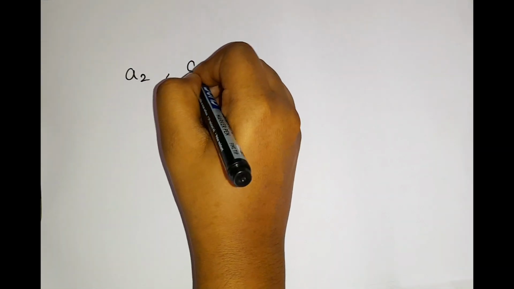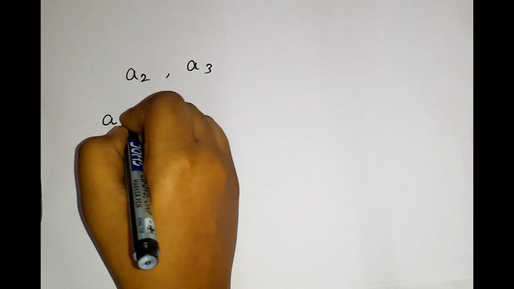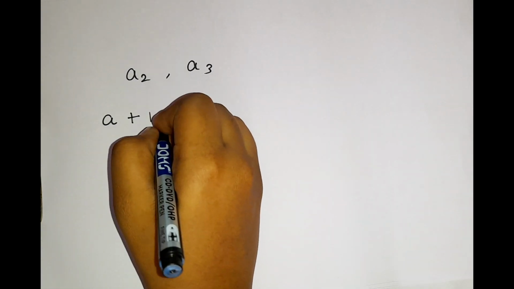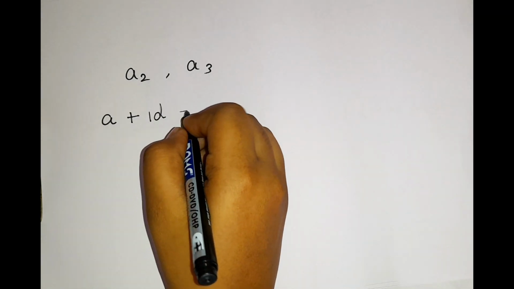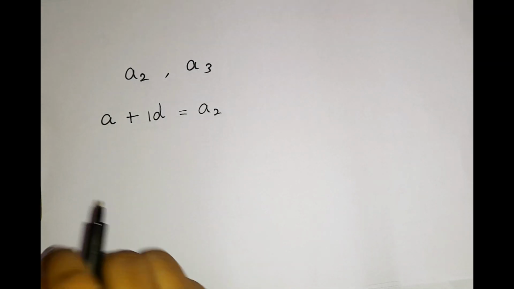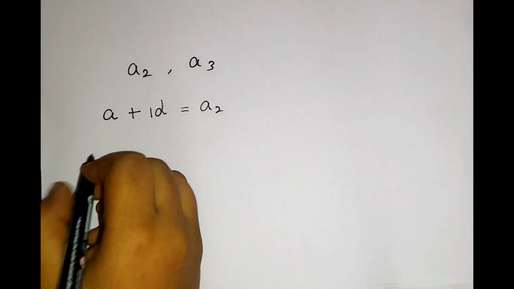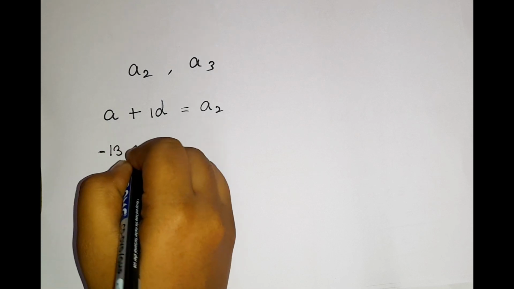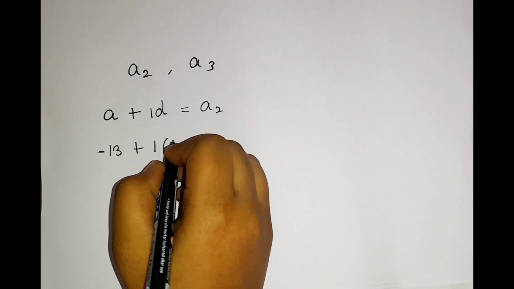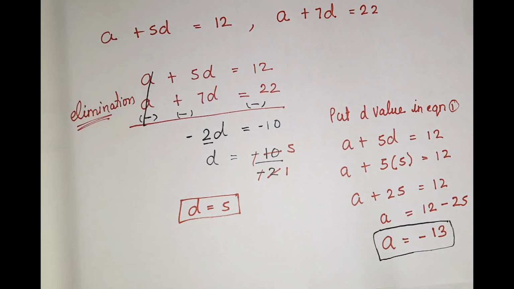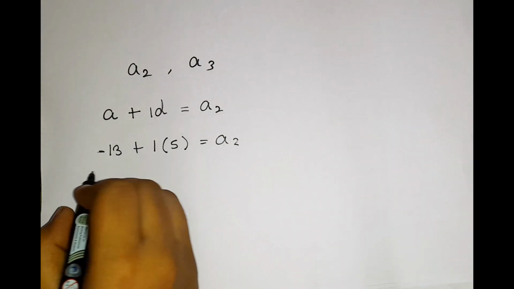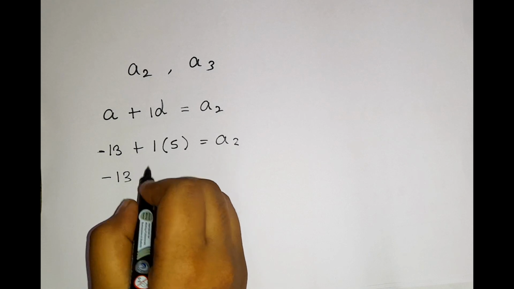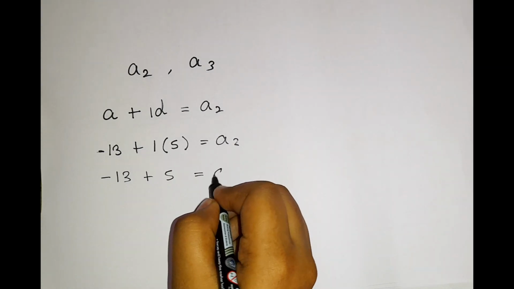We are supposed to find A2, comma, A3, isn't it? So A2, how can I write? A plus, the previous number of 2 is 1, so 1D is equal to A2. Since we are finding it now, let us write it as it is. The A value is minus 13 plus 1, and the D value is 5, is equal to A2. So minus 13 as it is, and then 1 times 5 is 5, is equal to A2.